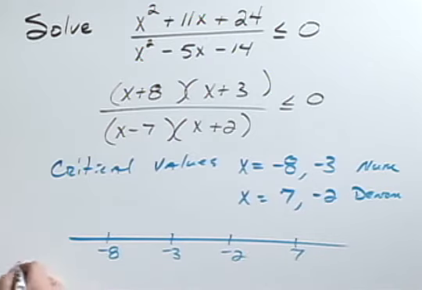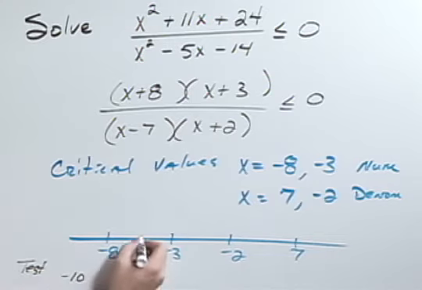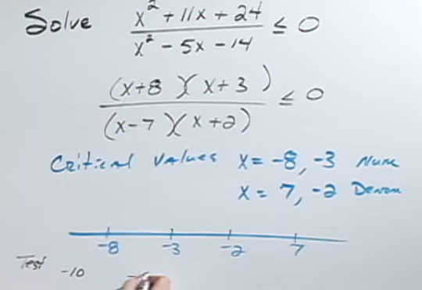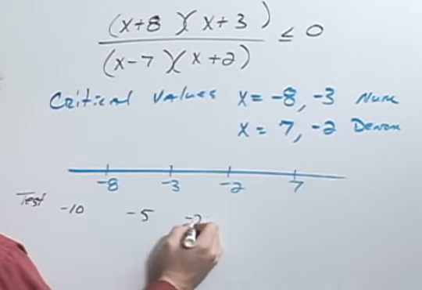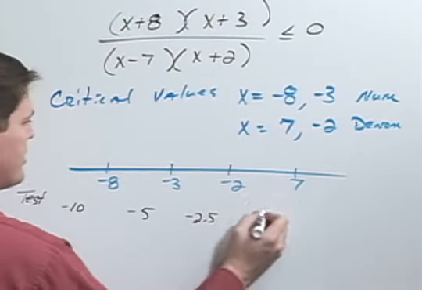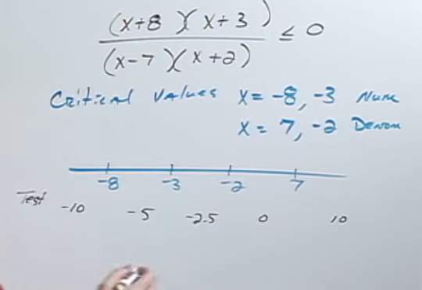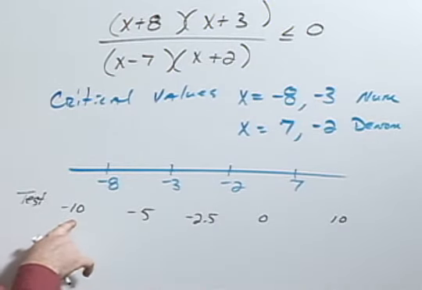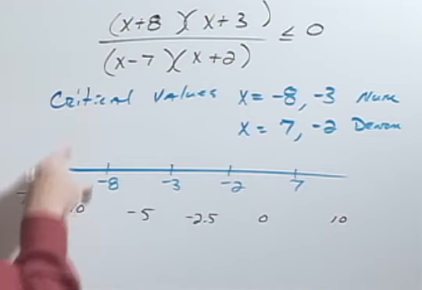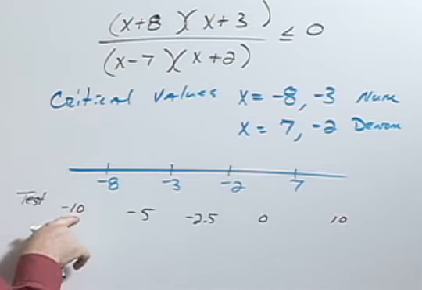Let's come up with some test values then. Perhaps negative 10, negative 5, negative 2.5, 0, and 10. What I want to do with these test values is to place them into my original problem to see if I in fact get a true statement or a false statement.